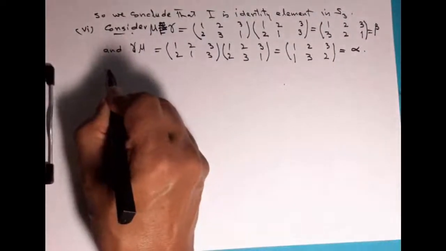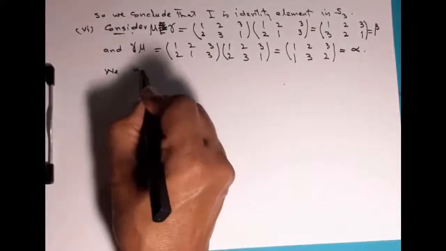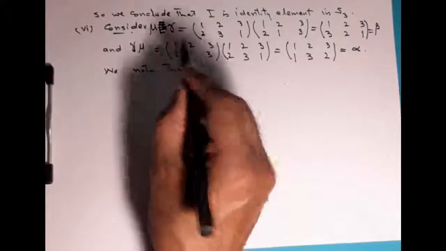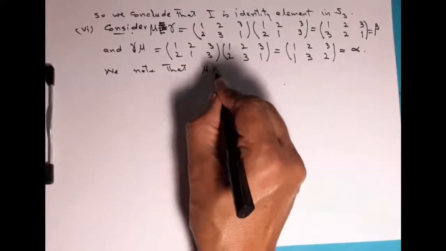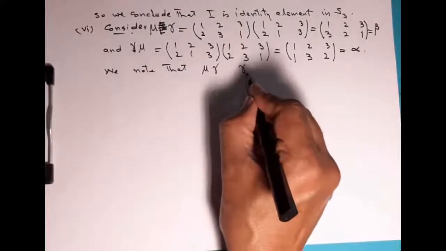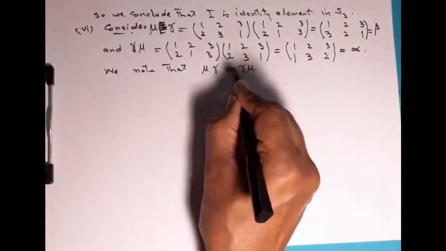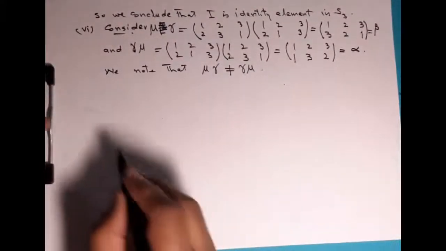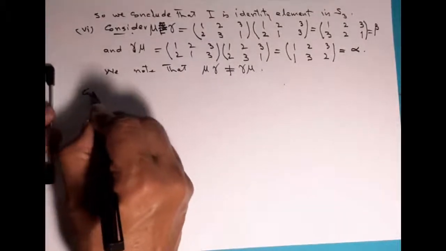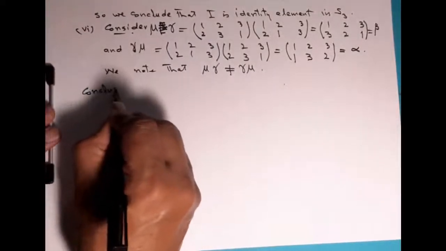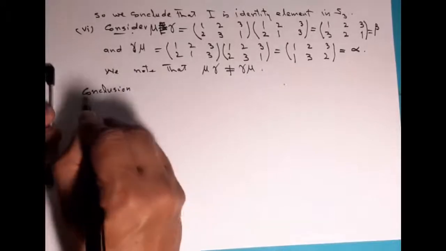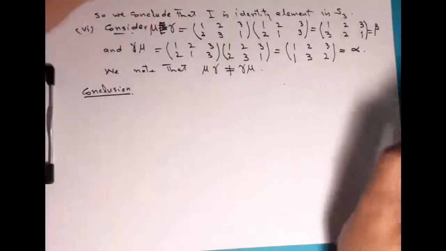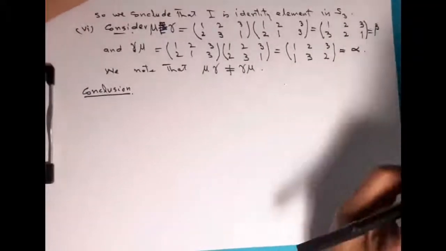So we know that mu composed with gamma and gamma composed with mu, these two are not equal. So our conclusion is, we have to check that.